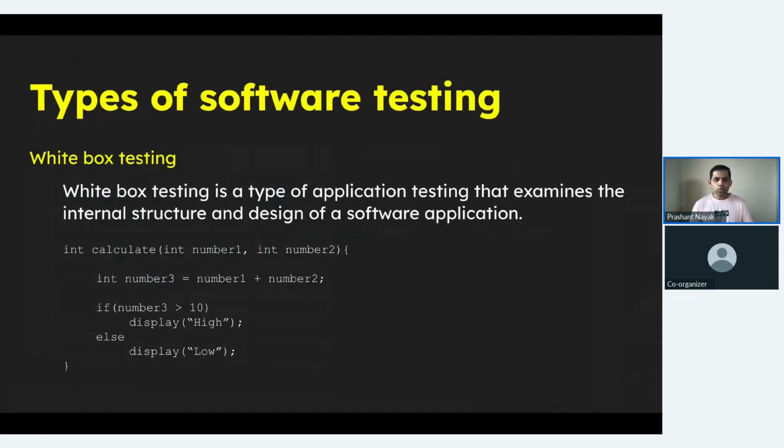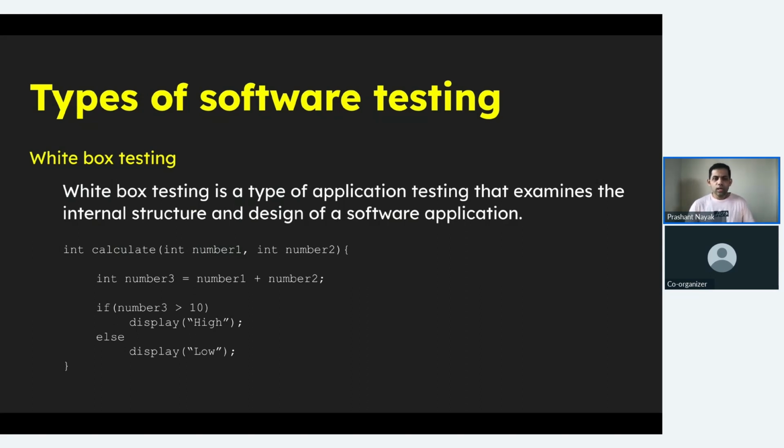Okay, so let's talk about the white box testing. So white box testing is a type of application testing that examines the internal structure and design of software application. So in this type of testing, we have a look at the code and do the testing. So it's not specific to functionality, but specific to the code. So let's take an example of this specific program code. We have a function called calculate, which accepts number one and number two. It performs the addition, and depending on the outcome of the result, it displays high or low.